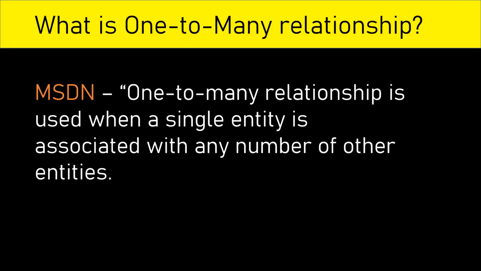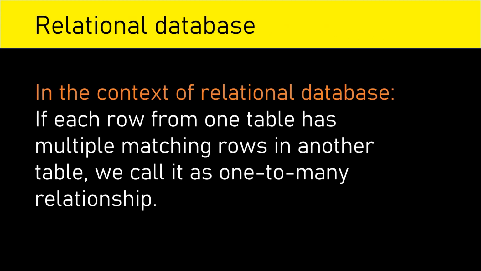One-to-many relationship is used when a single entity is associated with any number of other entities. In the context of a relational database, if each row from one table has multiple matching rows in another table, we call it a one-to-many relationship.